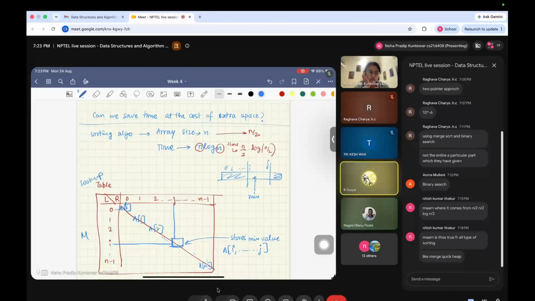Now, what would be the meaning of 0 comma 1? Starting from 0 and going till 1, then basically we would be comparing two elements, isn't it? Correct. So if I'm filling this entry, I have the option of only looking towards the left of this. I'll find the minimum out of the left entry and the entry currently at A1. Yeah. So in this way I can do something.